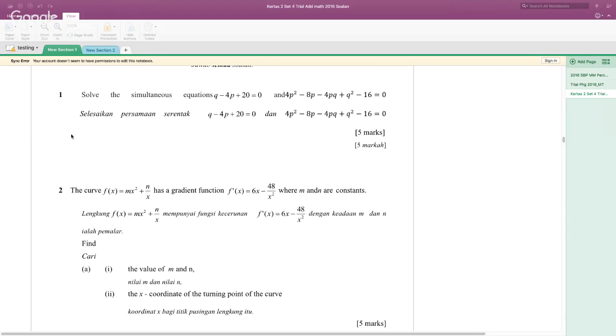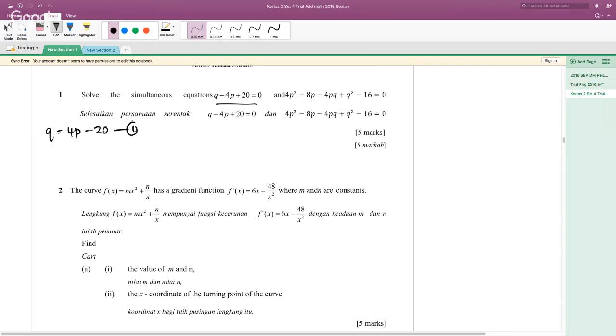Let's make q the subject. The first equation is over here, so q equals 4p minus 20. I call this the first equation. Over here you can see the second equation. Then I will substitute the first equation into the second equation.